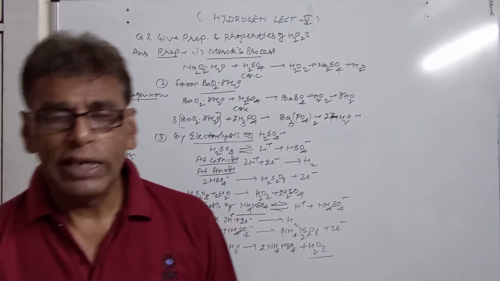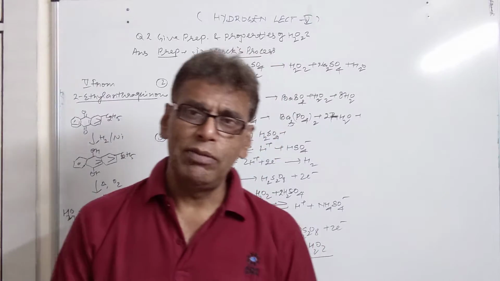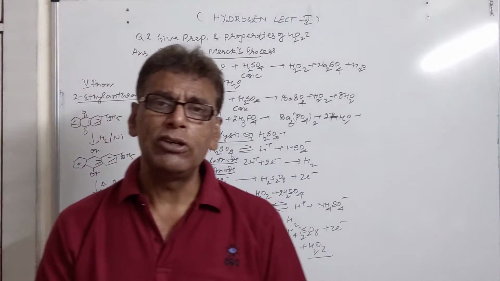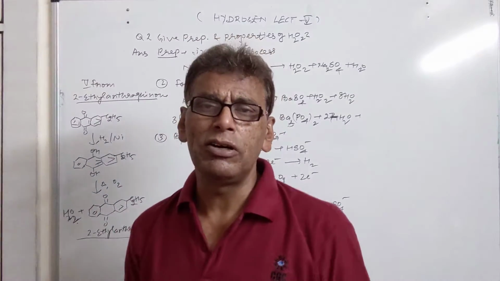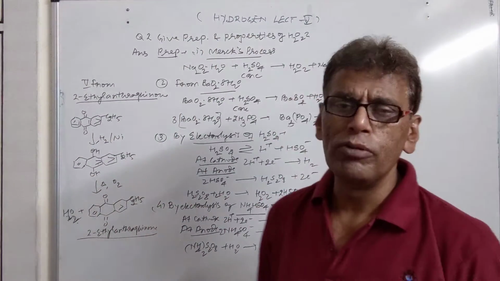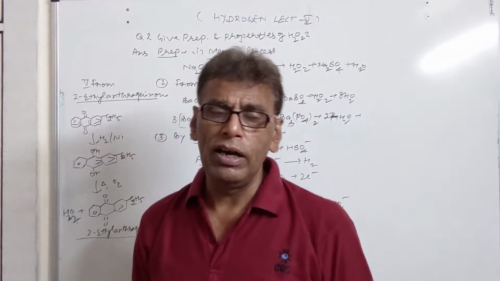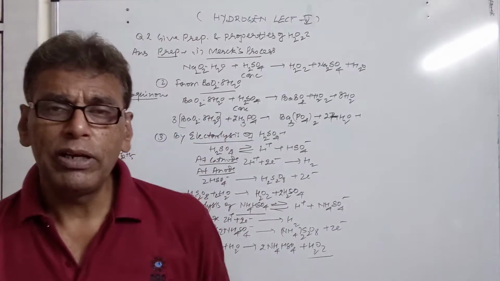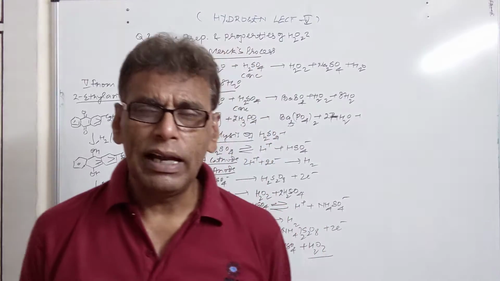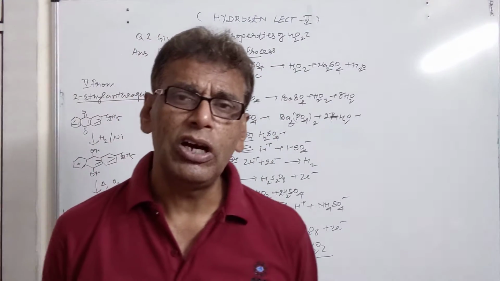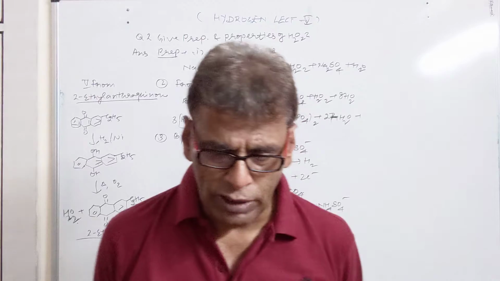Now where to store it? H2O2 being less stable, it is easily decomposed into water and oxygen in the presence of dust particles or in the presence of metal oxide. Therefore, it should be handled and stored carefully, and it is kept in polythene bottles. It is not kept in glass bottles because glass catalyzes the decomposition of H2O2 into water and oxygen.